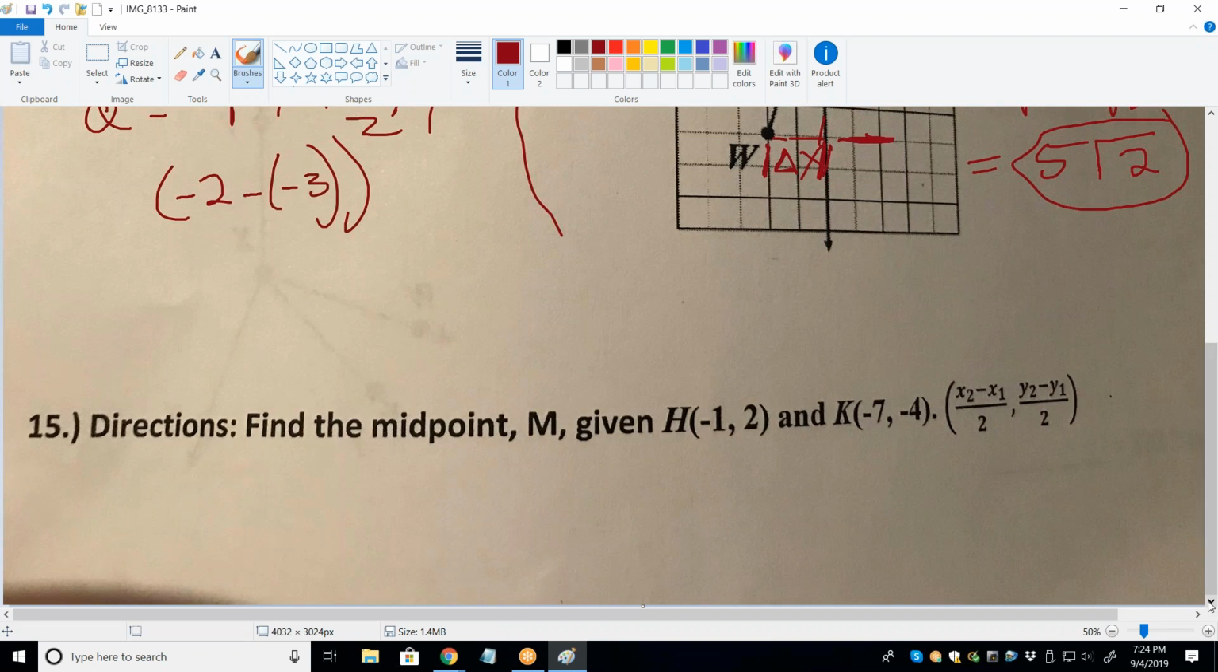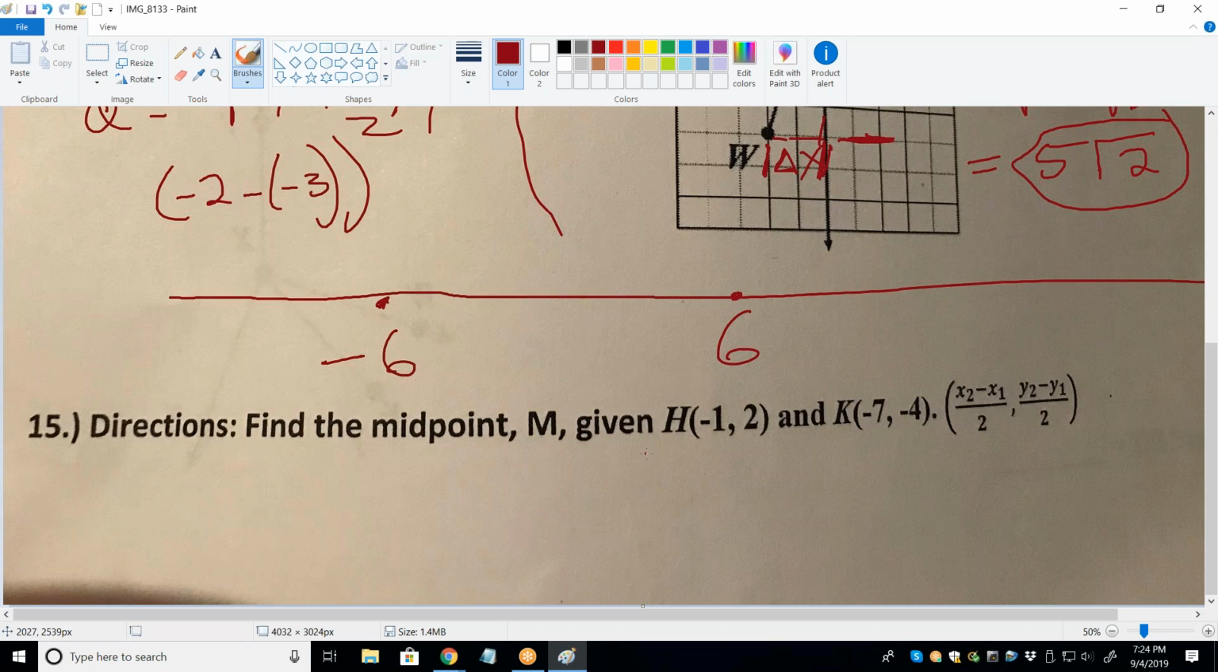Okay, midpoint is actually even easier, despite how complicated that formula looks. If I give you an x value of minus 6, and I give you another x value of plus 6, where's the midpoint between those two? 0? How'd you get it? Just math. I like. Okay, no, you figured out that 0 is halfway between minus 6 and plus 6, right? Yeah.